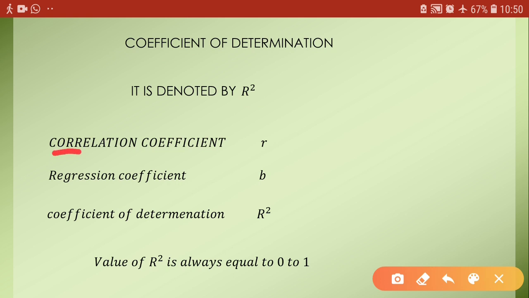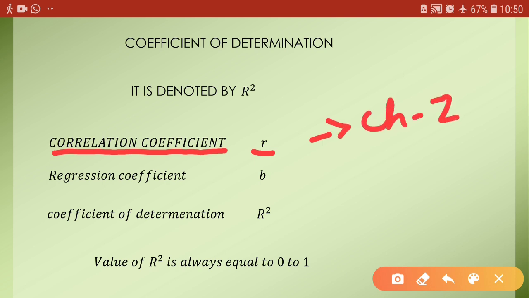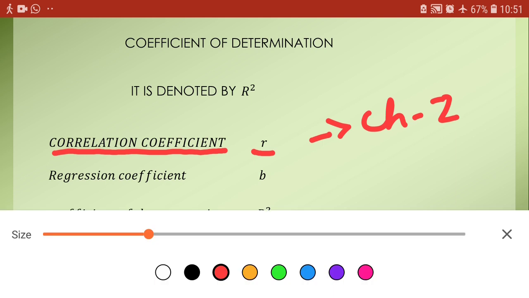If you see in the question that there is a correlation coefficient, then you should learn that coefficient of correlation is r. Basically we have done this in chapter number 2. We have done the full topic in chapter number 2.